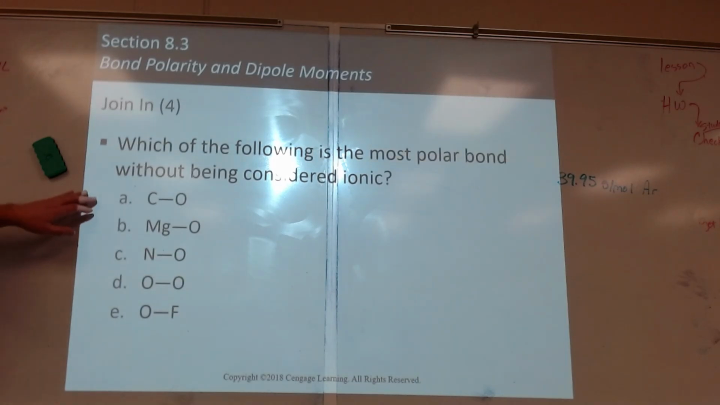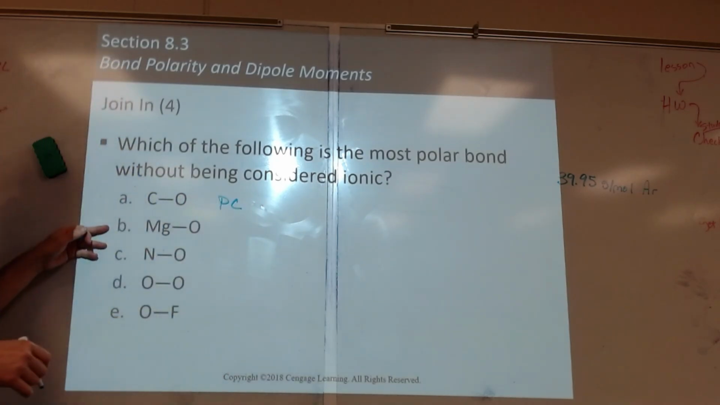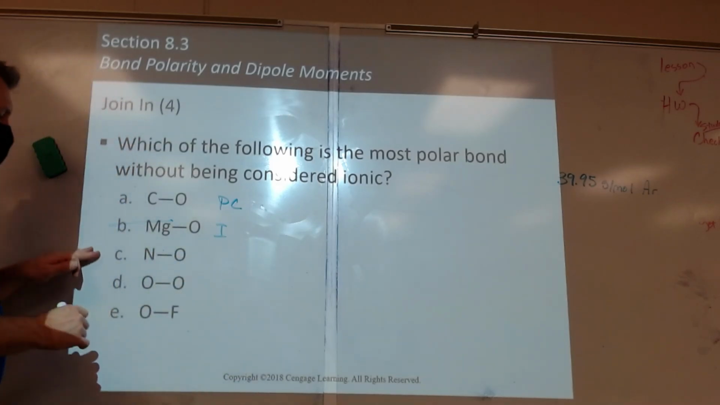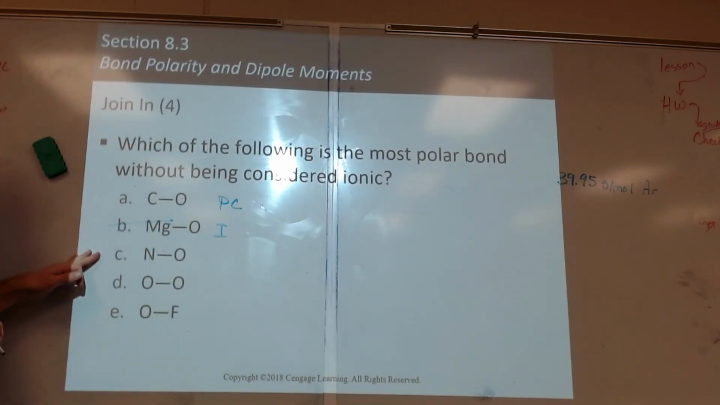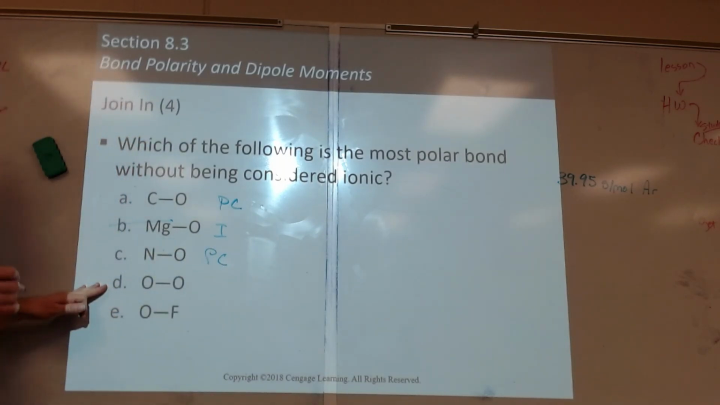Cool. So let's look at A. First of all, is this going to be polar covalent, or ionic, or nonpolar? All right, so I'm going to say this is polar covalent. This bond is going to be ionic, so that can't be right. This bond is going to be polar covalent. This is going to be nonpolar covalent, right? Definitely nonpolar.